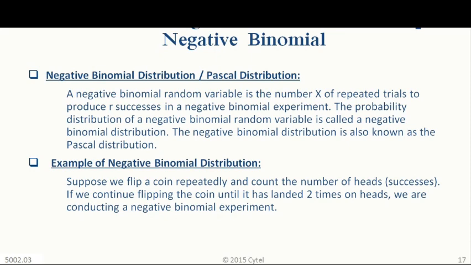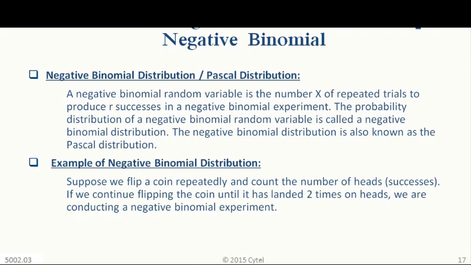There is another discrete distribution which is known as the negative binomial distribution. The negative binomial distribution, also known as the Pascal distribution, is the number x of repeated trials needed to produce r successes in a negative binomial experiment.